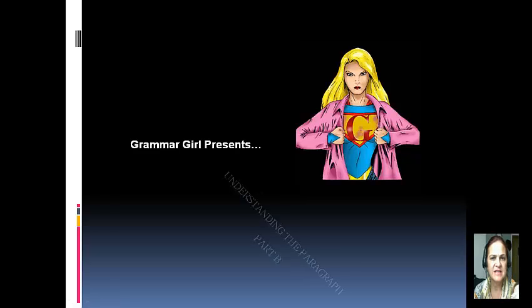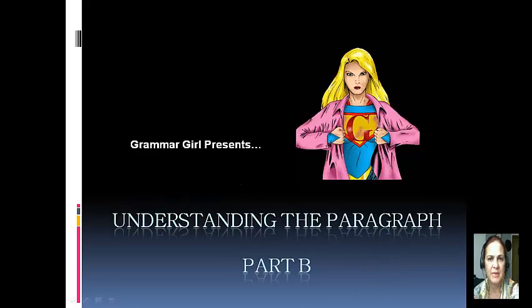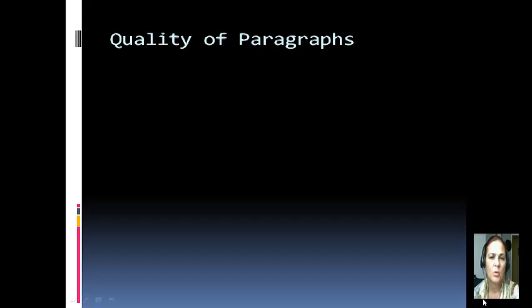Welcome to Understanding the Paragraph, Part B. Remember, in Part A we looked at what goes into a good paragraph, and we used the acronym TECC to help us remember: topic sentence, evidence, commentary, clincher sentence. Now we're going to look at what makes a good paragraph, looking at the quality of the paragraph.